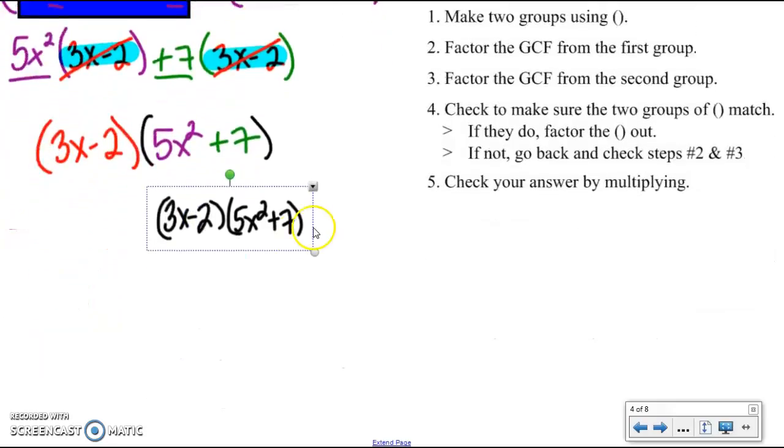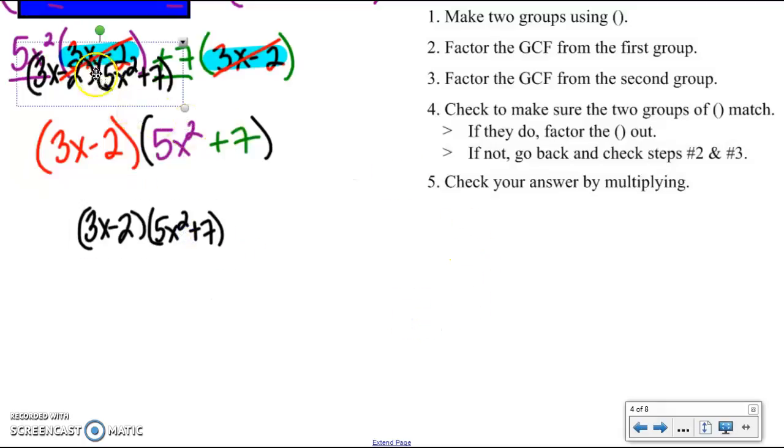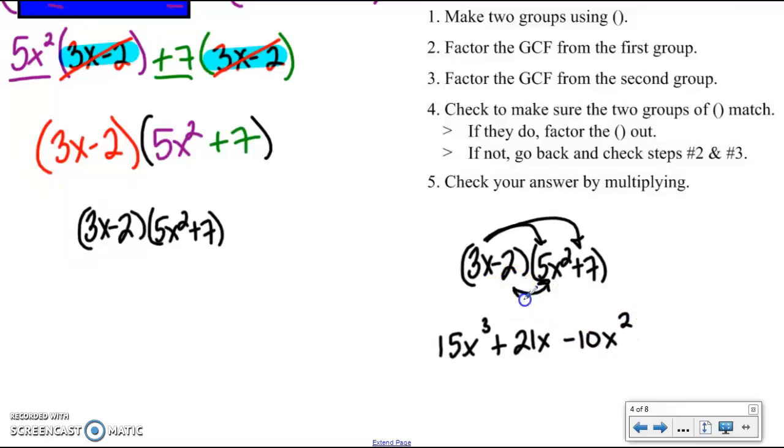I can always check this by going back and multiplying. So I'm just going to do this off to the side here. If I FOIL this out, 3x times 5x squared is 15x to the third. 3x times 7 is 21x. Negative 2x times 5x squared is negative 10x squared. And negative 2 times 7 is negative 14.